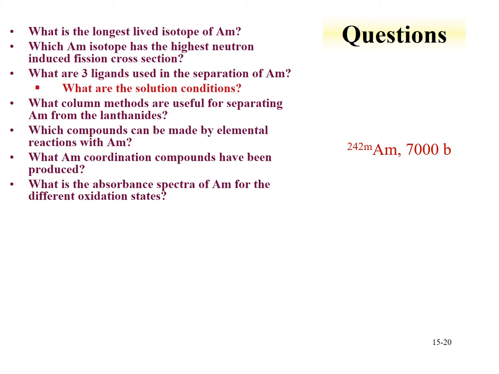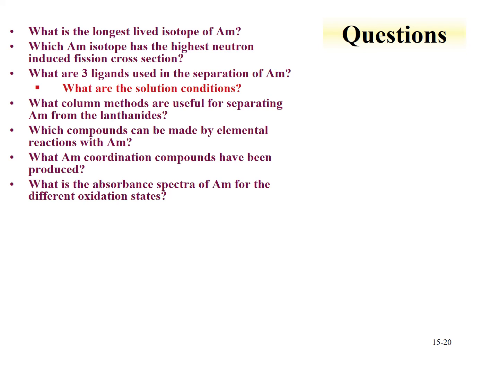What three ligands are used in separation of americium? Well, very similar ligands to those used for other actinide separations: tributyl phosphate, amines, CMPO, HDEHP. What are the solution conditions? These can vary, but generally they're acidic aqueous phases with the ligand dissolved in an organic phase. What column methods are useful for separating the americium from the lanthanides? Well, lithium with ion exchange achieves separation from the lanthanides for the americium isotopes.